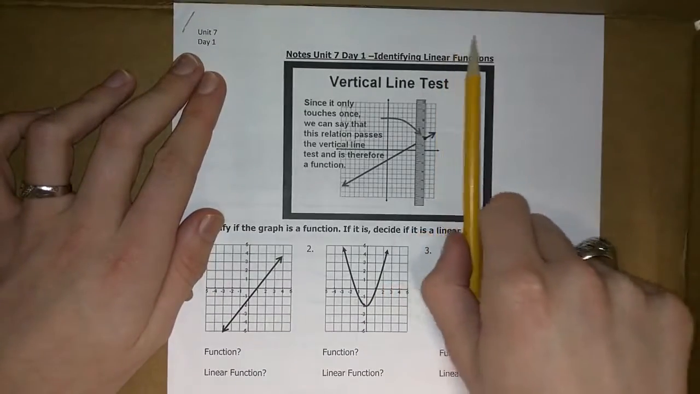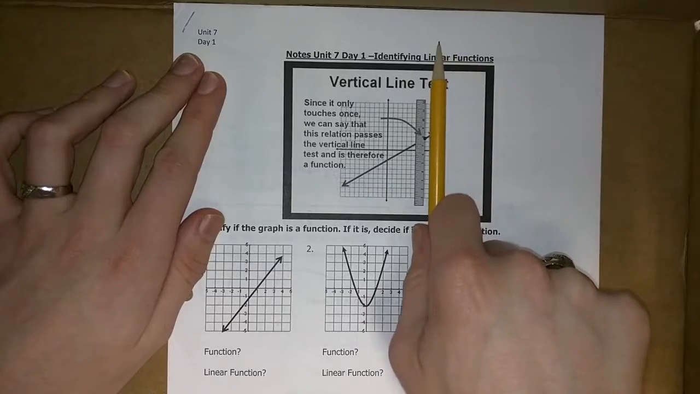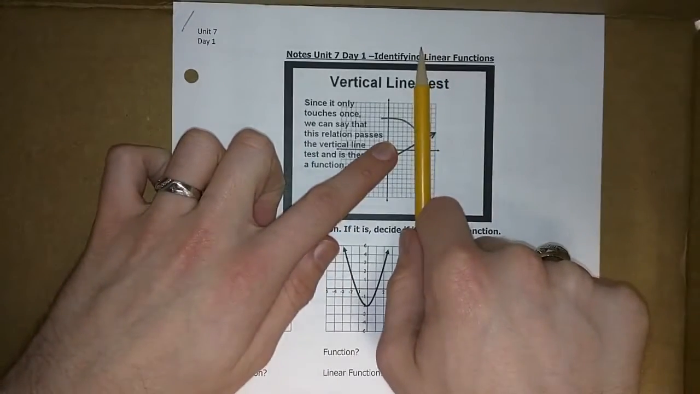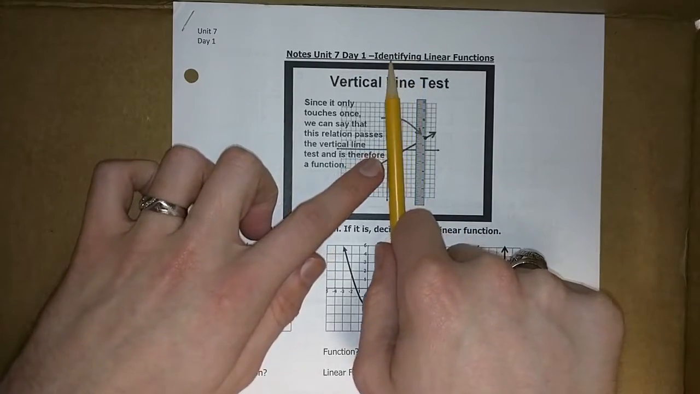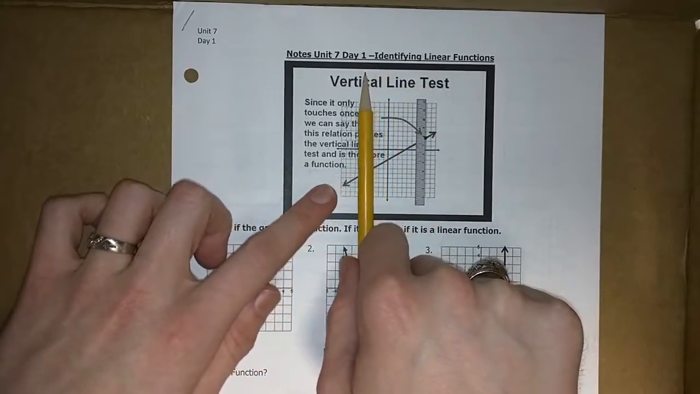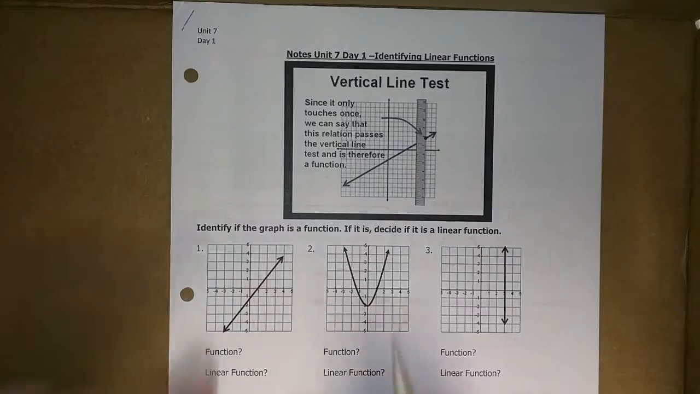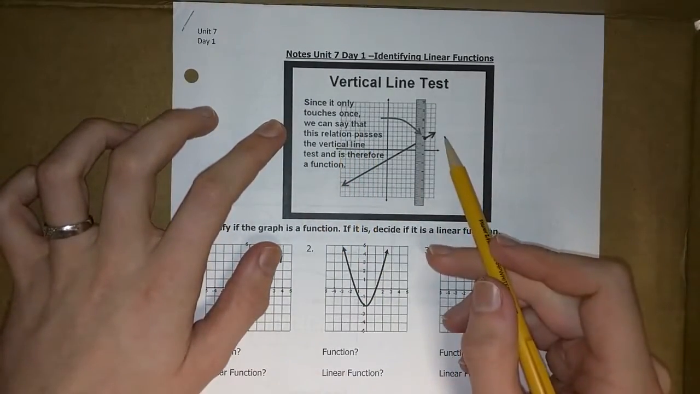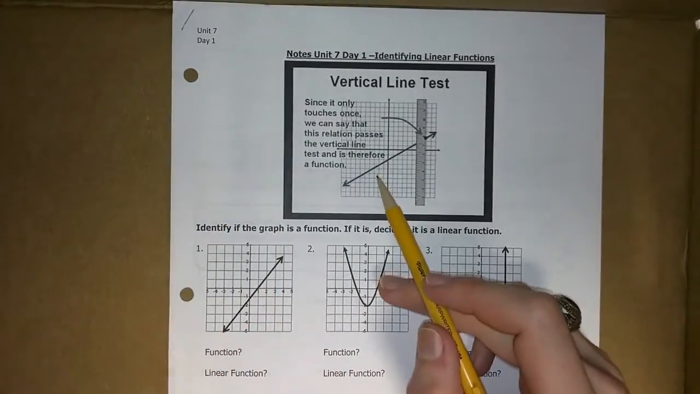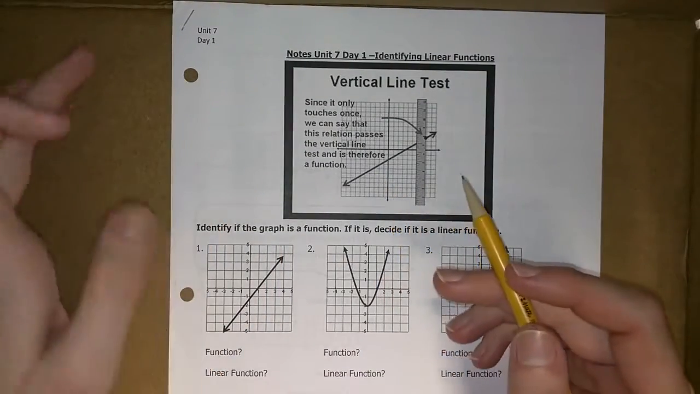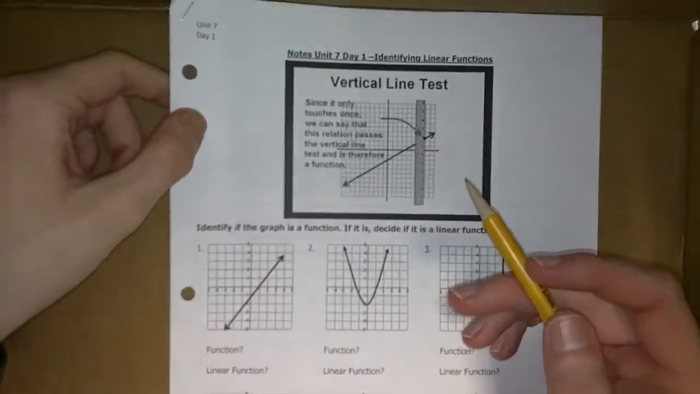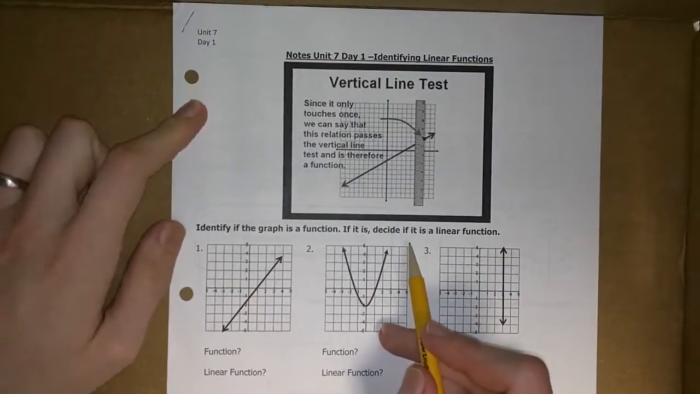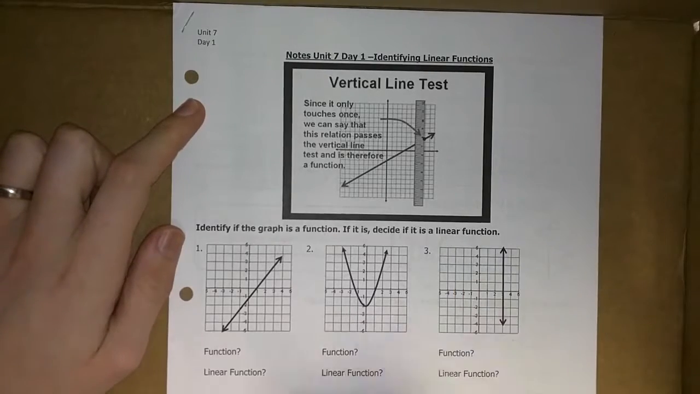I usually take my pencil or something and imagine it going over, and as I look, it's touching my graph once there, once there, once there, once there. It never actually hits it more than once. Since it only touches once, we can say that this relation passes the vertical line test, and so this is a function. So the first thing we're asking is, is it a function? Identify if the graph is a function. If it is, decide if it's a linear function.